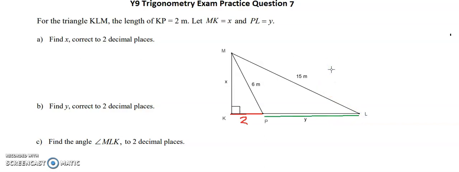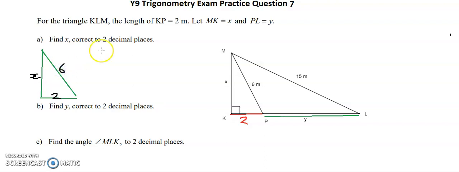Okay, so the first thing we need to do, it says find X. So that's easy because we've got a small triangle here, and I'm just going to draw the triangle again on what we are looking at. So we know we've got a height of X, we've got a hypotenuse of 6, and we've got a base of 2. So that's the first step that we need to think about.